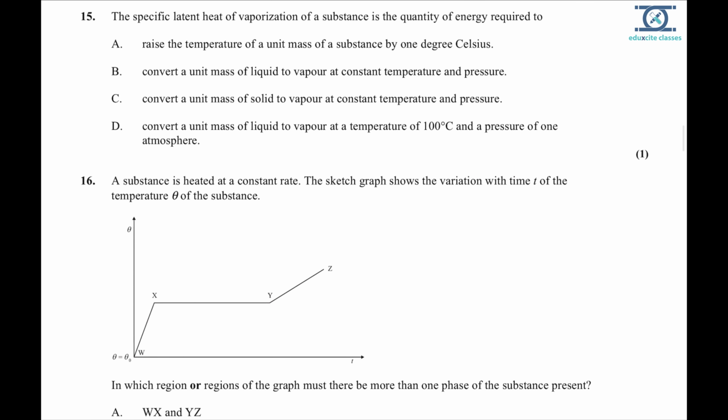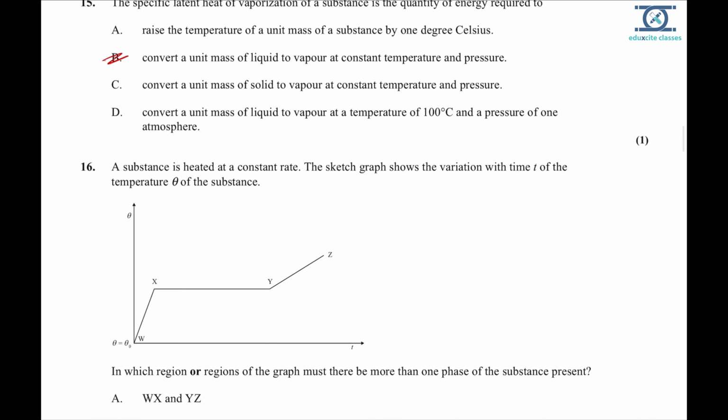Now question number 15. The specific latent heat of vaporization is this quantity of energy required. Now what is latent heat? It is the amount of energy to convert a unit mass of liquid to vapor at a given temperature and pressure. Unit mass. So that is again the definition that should be remembered.